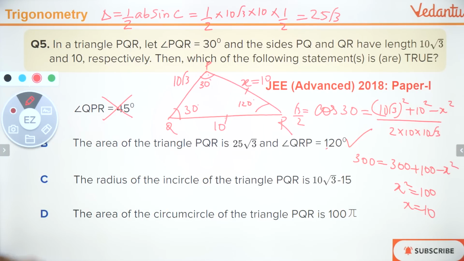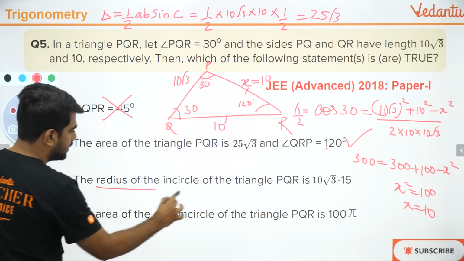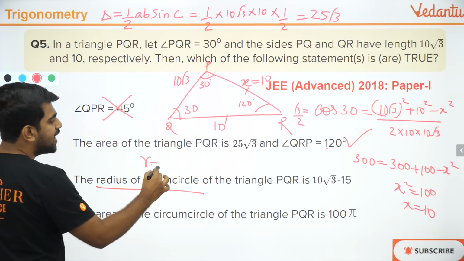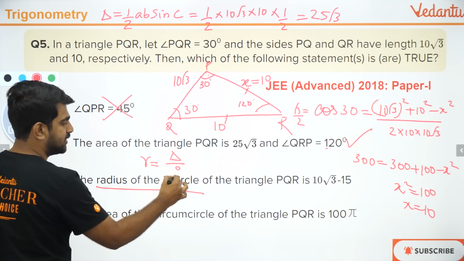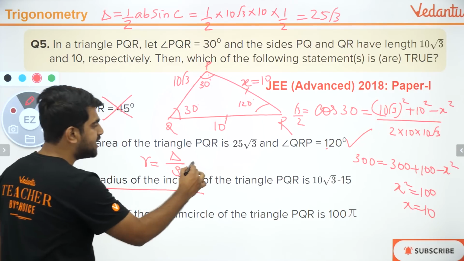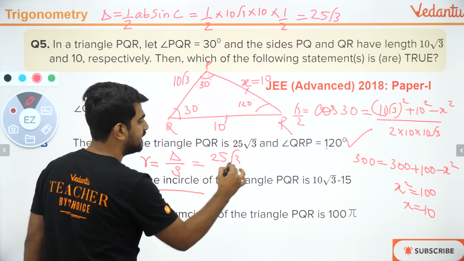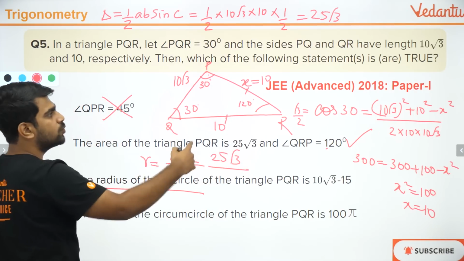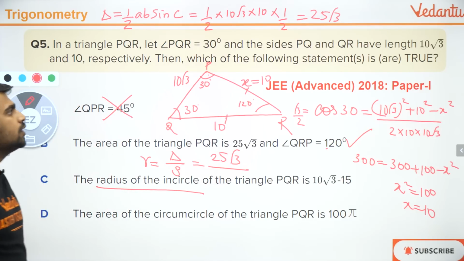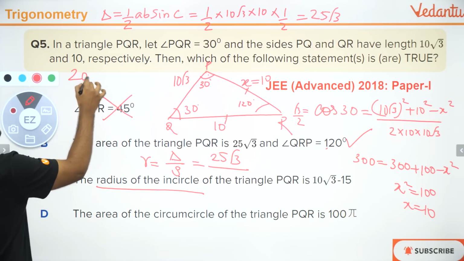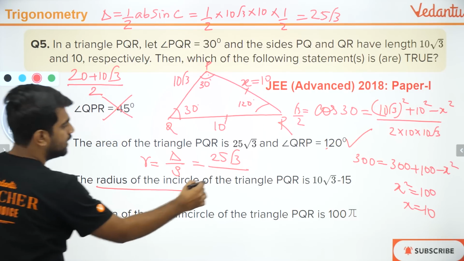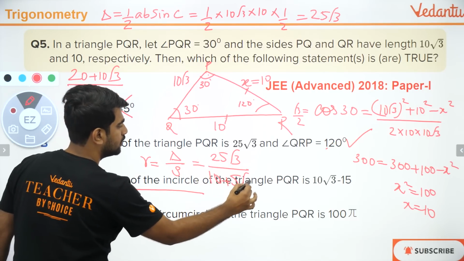Okay. Now radius of incircle is asked. What is the symbol of radius of incircle? Small r. Small r is equal to delta by s. Delta is area. S is semi-perimeter. What is area? Area is 25 root 3 divided by semi-perimeter. What is semi-perimeter? 20 plus 10 root 3 is the perimeter. I want to get semi-perimeter. So what will that be? 10 plus 5 root 3.